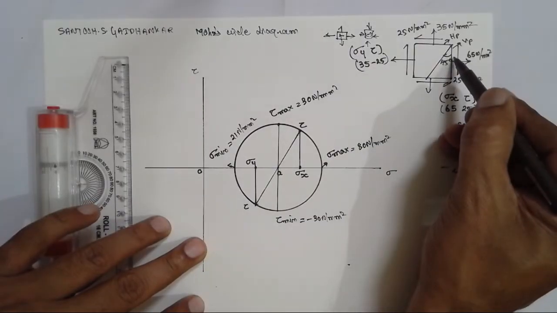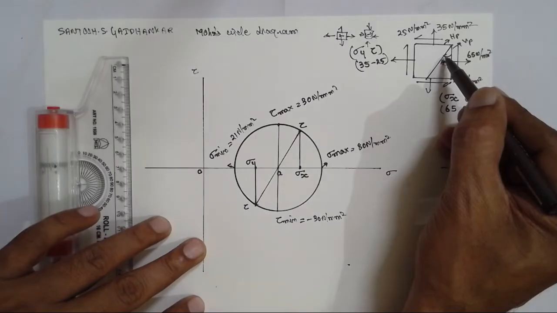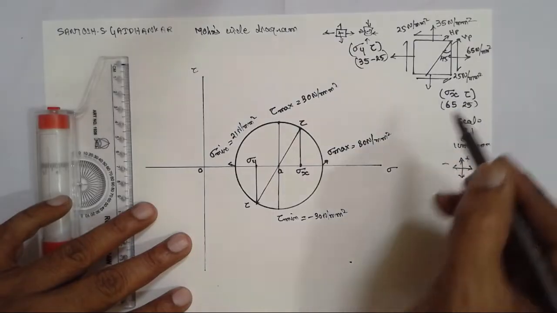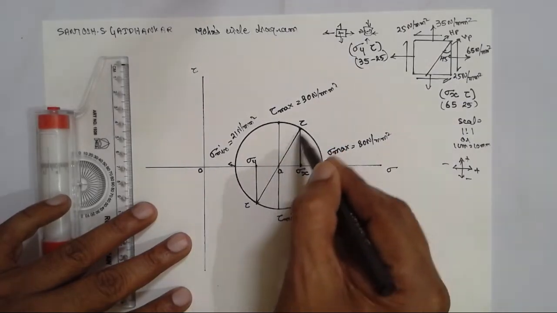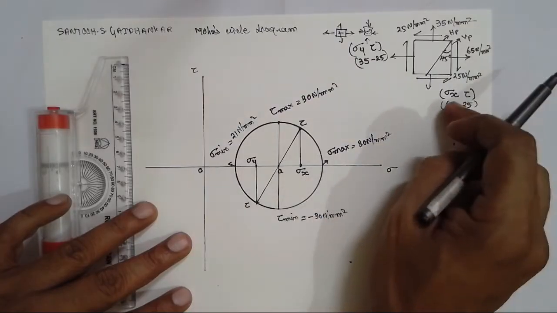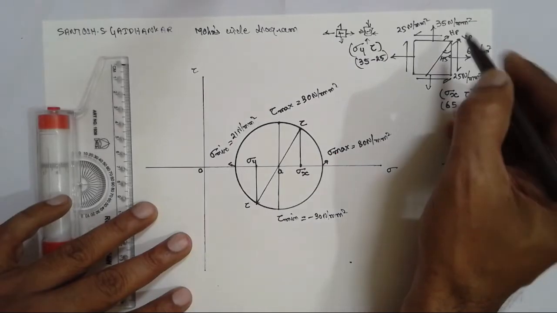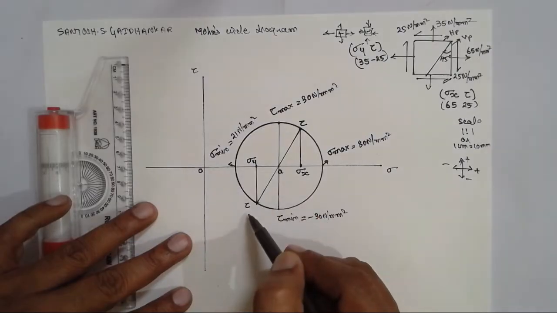Next, this vertical plane plays an important role, which makes an angle of 45 degrees. This is the oblique plane, making the angle 45 degrees. Now here, this vertical plane refers to sigma x and tau. These are the values, sigma x and tau. If it is located on the horizontal plane, we have to consider sigma x, sigma y and tau.